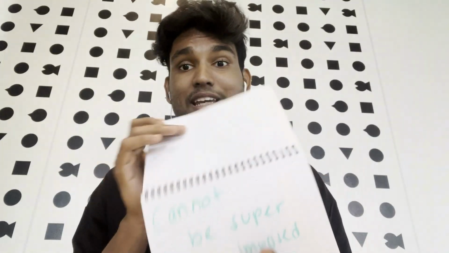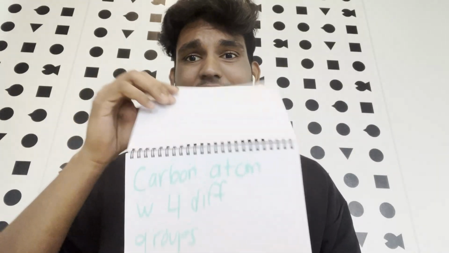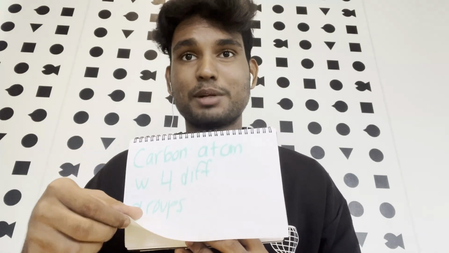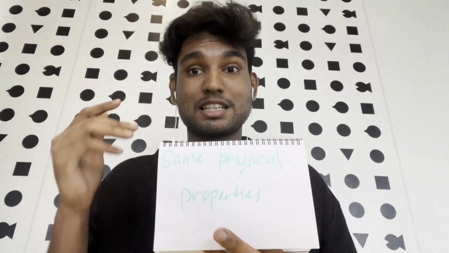For chirality, a molecule is chiral when it cannot be superimposed on its mirror image, just like your left hand and right hand. The most common cause is a carbon atom with 4 different groups attached, called a chiral center. Now enantiomers. Enantiomers are a pair of chiral molecules that are non-superimposable mirror images of each other, but they have the same physical properties except for 2 things.